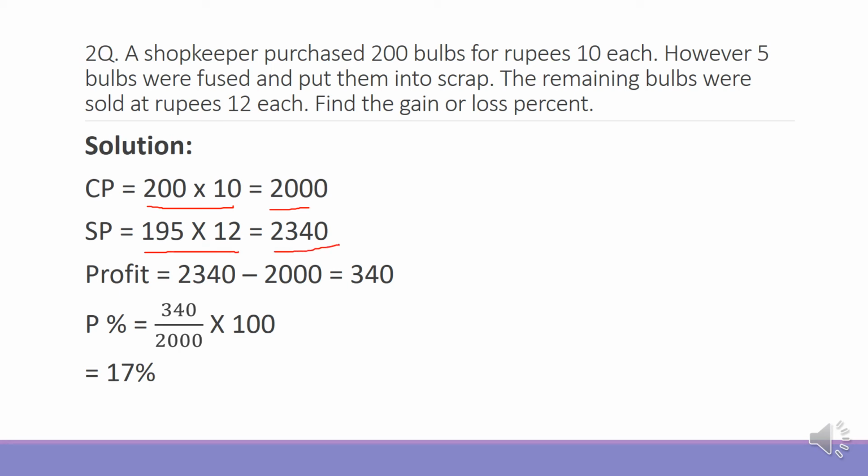So here he got the profit. The profit is equal to selling price minus cost price, that is 2340 minus 2000, that is equal to 340. Here profit percentage is equal to profit by cost price into 100, that is 340 by 2000 into 100, that is equal to 17% profit he gained.